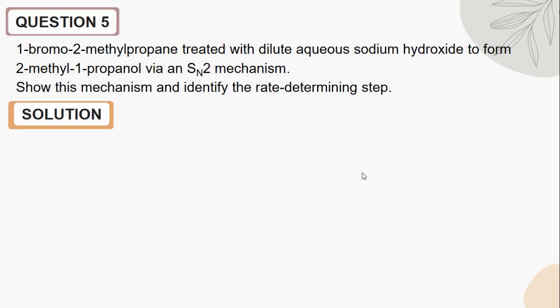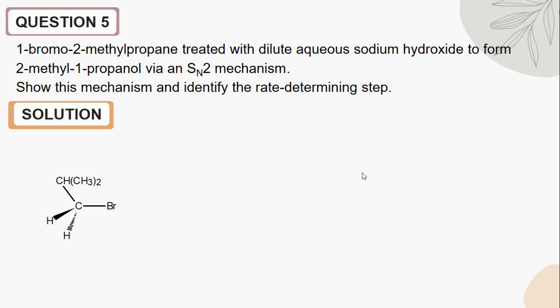Next, we proceed to the last question of these 0 to hero haloalkanes. 1-bromo-2-methylpropane is treated with dilute aqueous sodium hydroxide to form 2-methyl-1-propanol using the SN2 mechanism. Show this mechanism and identify the rate determining step. What you need to know about the SN2 mechanism is that both the attack of the nucleophile and the leaving of the halogen happen at the same time. So you need to show the 1-bromo-2-methylpropane in three-dimensional representation.